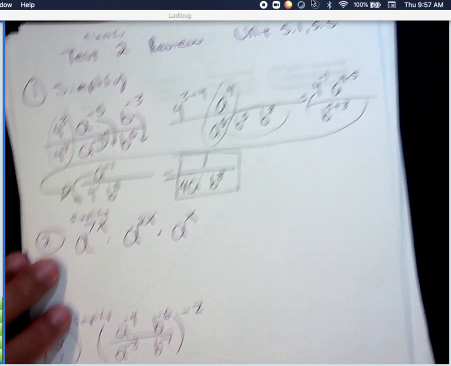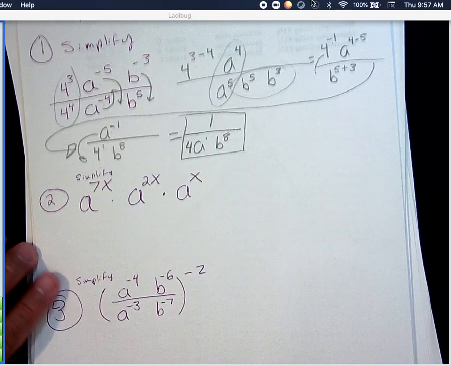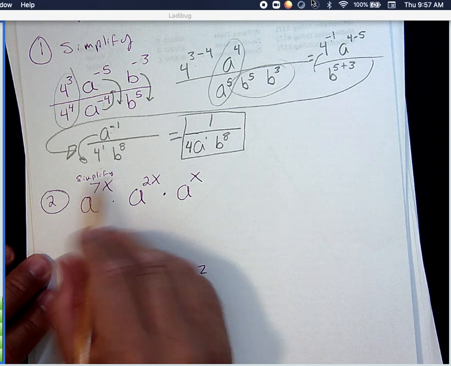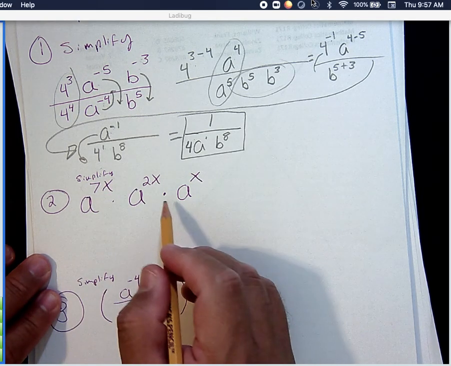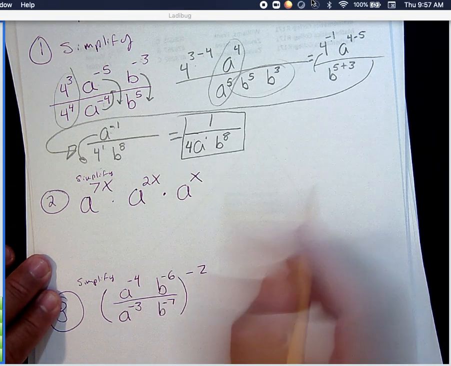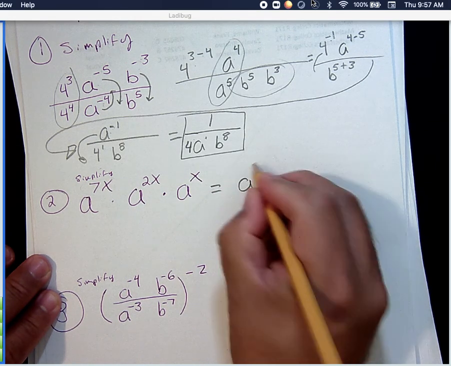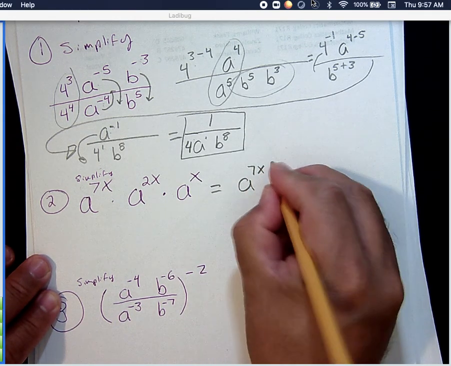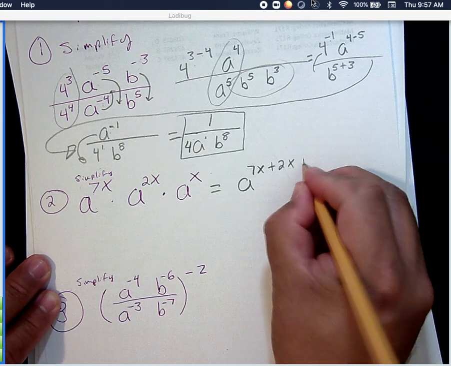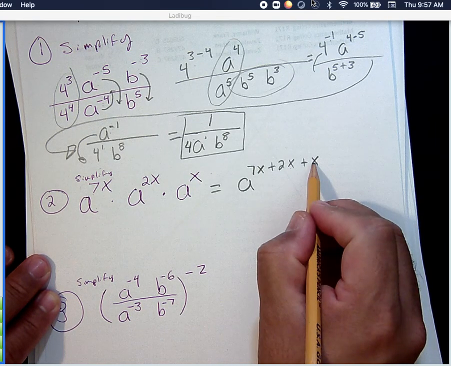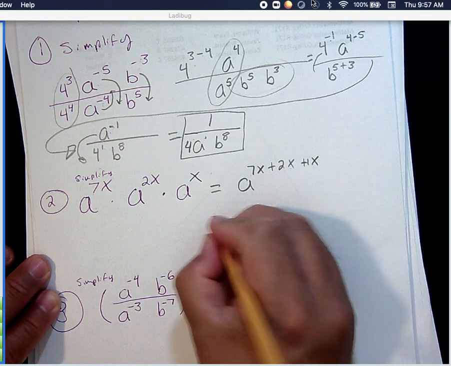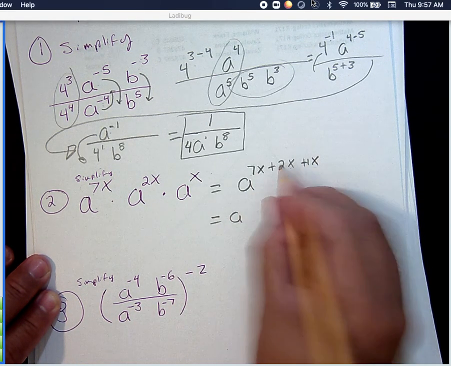The other question is very similar to this. Okay, when you have this, it is just a product rule. I know it looks different here because the exponents have numbers and letters. You still apply the same concept of math, right? There's no trick here. You just carry the 7 and the x because you're adding the exponents. 2x plus x. They all have x, so they're like terms, so that means you can add the coefficients. This one has a 1. So this would be 7 plus 2, 9, plus 1, 10.